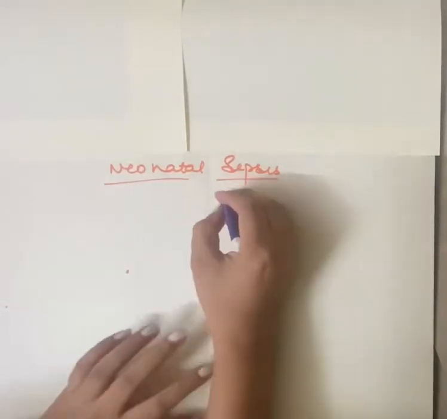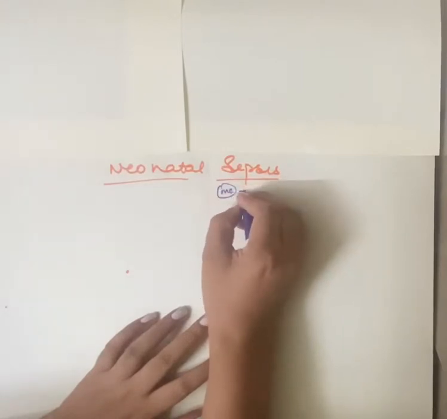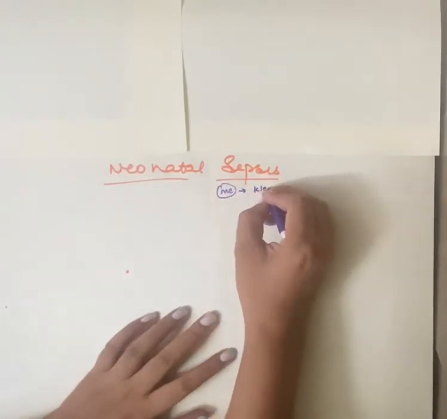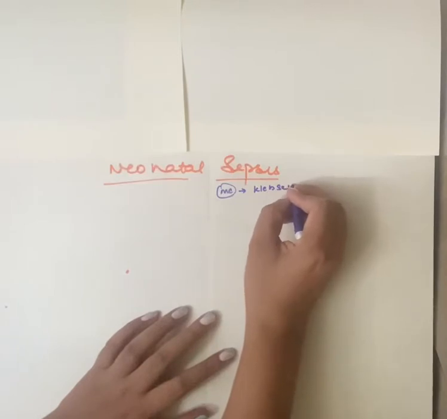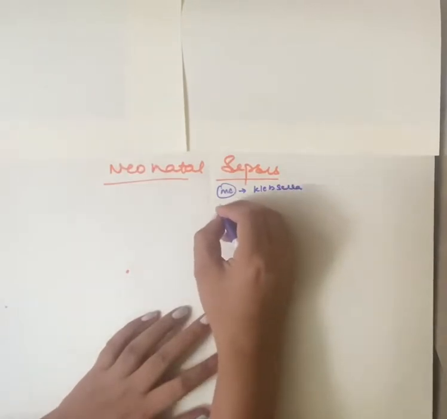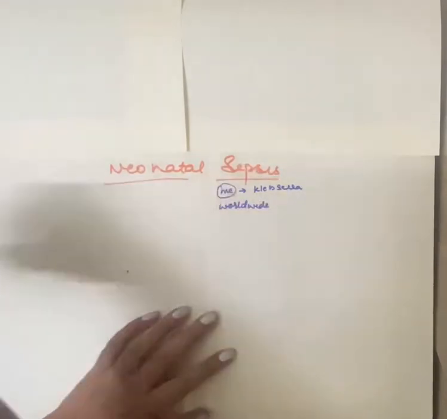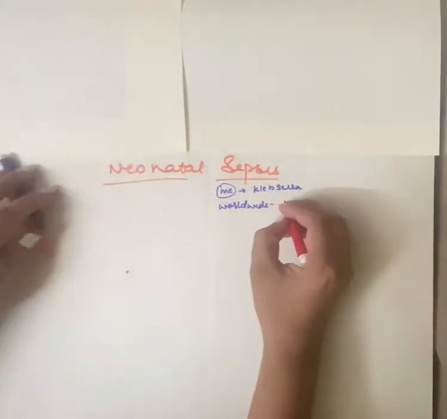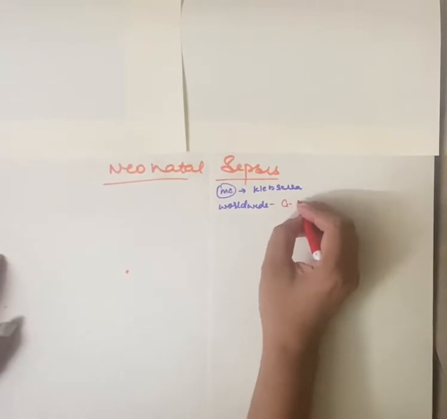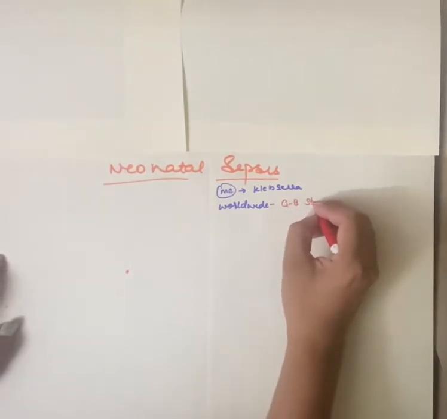The most common organism causing neonatal sepsis is Klebsiella in India, but worldwide it is group B streptococci.